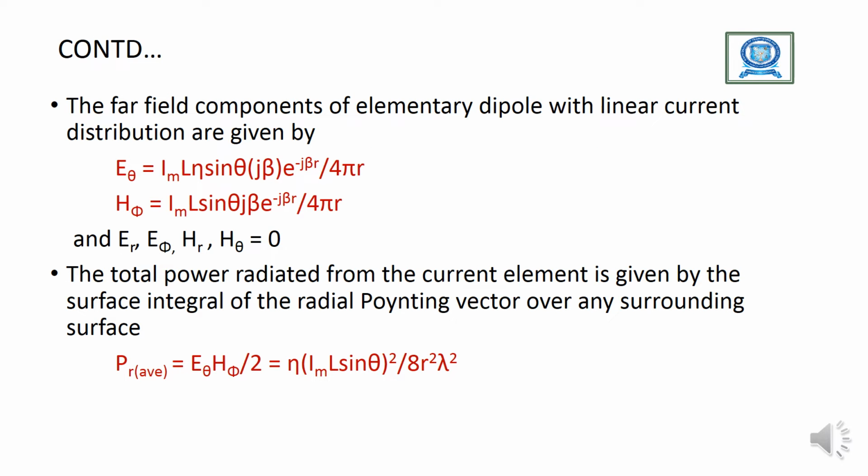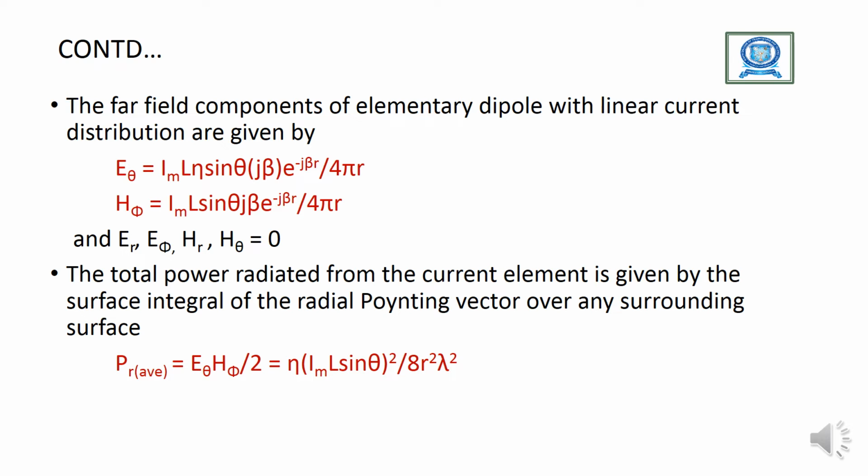Now let's see the sample calculation of far field components as well as the total power radiated. The far field components of the elementary dipole with the linear current distribution can be given as E theta is equal to Im l sin theta j beta e power minus j beta r divided by 4 pi r. Similarly, H is equal to Im l sin theta j beta e power minus j beta r divided by 4 pi r. This is the case of far field distribution in the elementary dipole with linear current distribution.